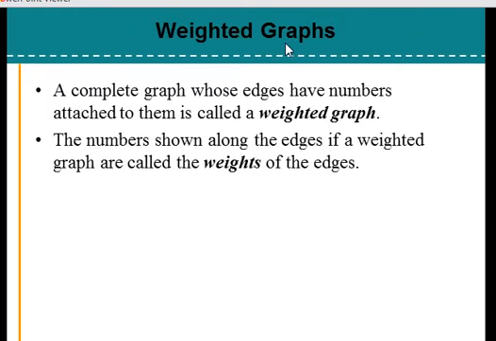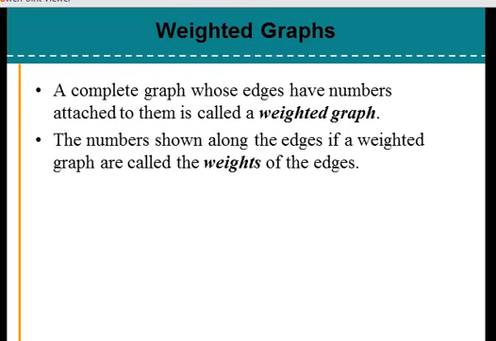Weighted graphs. Weighted graphs are graphs wherein you have weights on the different edges. And many times you have to add these weights together. When you have a certain path or a certain circuit, you have to add these weights together to get the total. For example, each edge might represent a cost for doing something. And then you just add the different costs together to get the total cost.